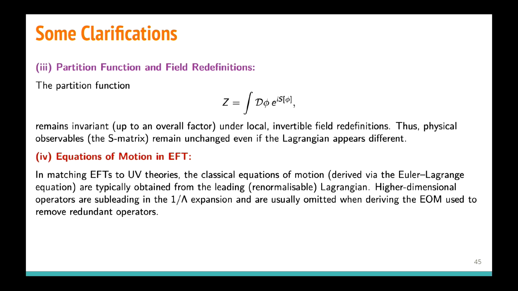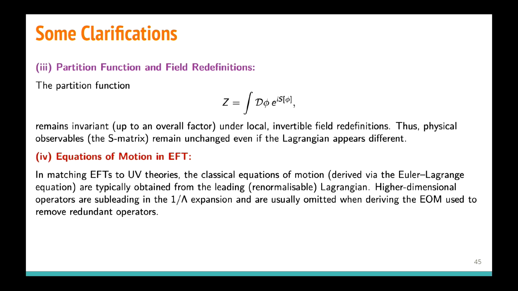So this action, which has the Lagrangian density in it, a function of the field phi, would now become a function of phi prime, and this d phi would come with a Jacobian. Even so, if we have local and invertible field redefinitions, the physical observables, which basically come from the S matrix, would remain unchanged, even though the partition function in itself can look different. So it's the same quantity, but it can look different.